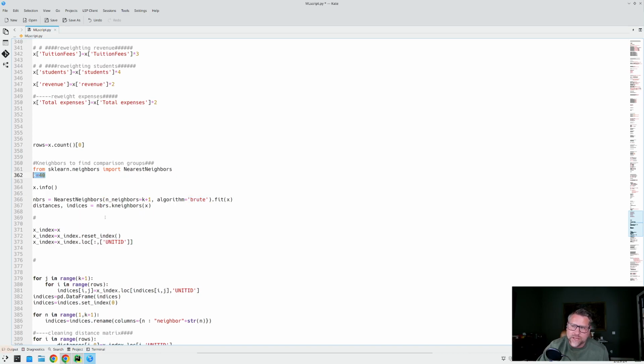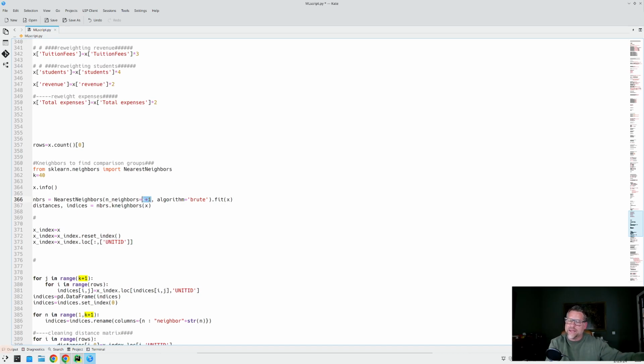So I pick k equals 40, but then I add 1 here. The reason for that is it includes the school, the target school, in there. So if you just did 40, you would actually have 39 peers spit out by the algorithm because it includes itself as well.